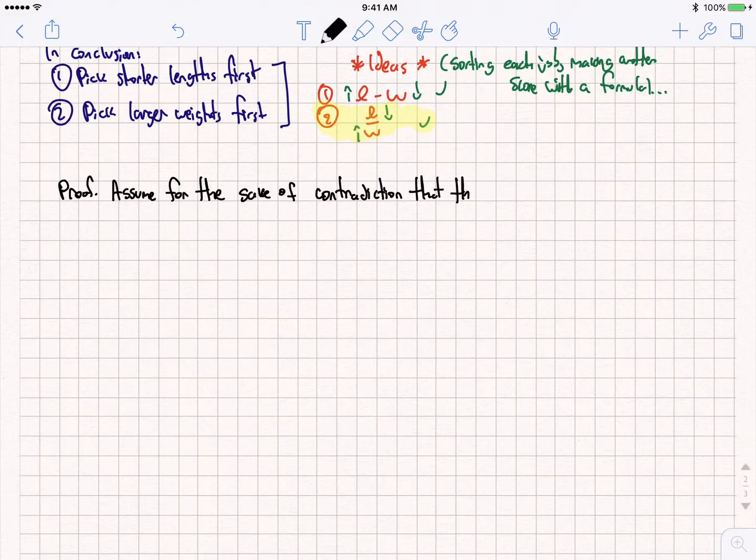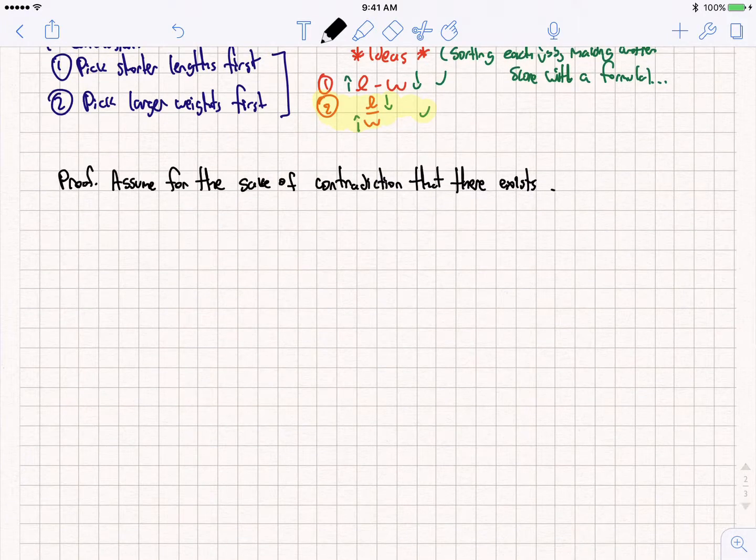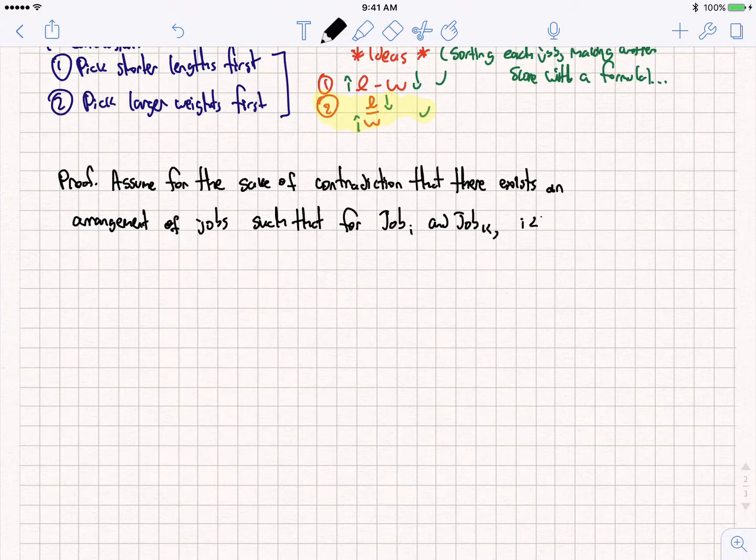that there exists an arrangement of jobs such that for job I and job K, I is less than K, but length of I divided by weight of I is greater than length of K divided by weight of K, and that arrangement is optimal.